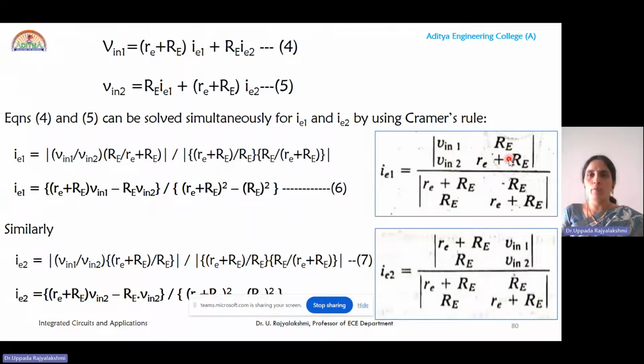In order to simplify the numerator, which is in the form of a matrix, we calculate the magnitude of the matrix by using AD minus BC. That is Vin1 into small re plus capital RE minus Vin2 into capital RE, divided by small re plus capital RE into the same small re plus capital RE, that is whole square, minus capital RE whole square. Like that we obtain the expression for IE1, and similarly we will calculate the expression for IE2.